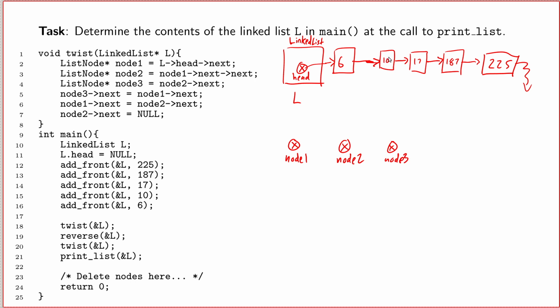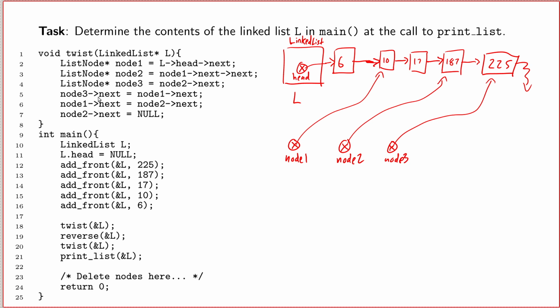Okay, so then I end up here. So node 1 will point to this. Node 2 would be node 1, arrow next, arrow next. Okay, so node 1, arrow next would be the 187. And then finally, node 3 is node 2, arrow next. Okay, so I have these 3 pointers, and now I begin making modifications.